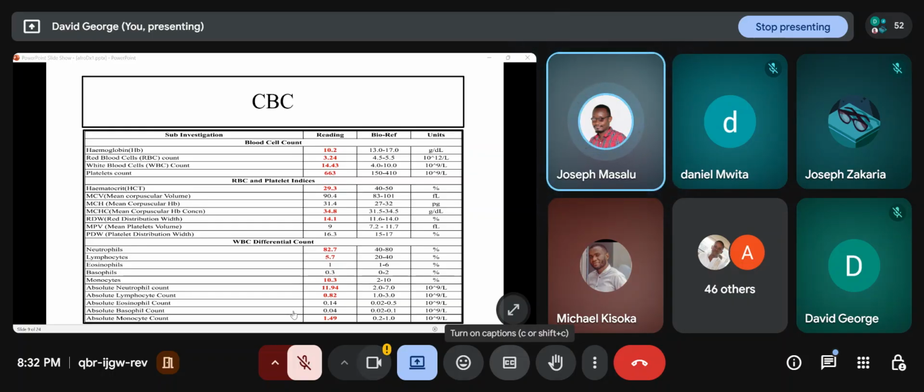Quite significant in the remarkable labs that need explanation. And so let's start with this CBC. That's a mild anemia of 10 with a normal MCV, right? So it's a normocytic mild anemia.